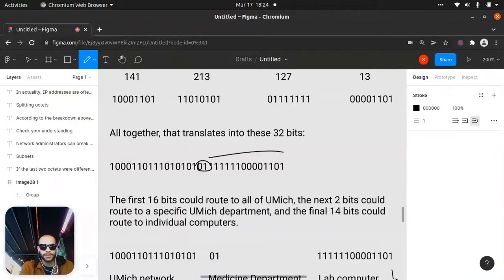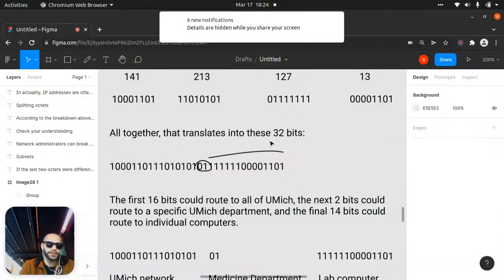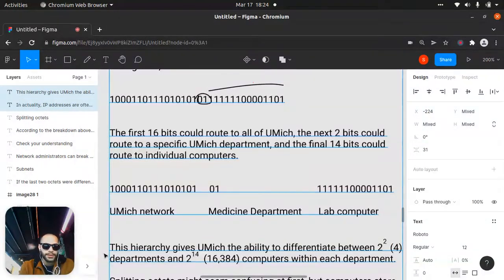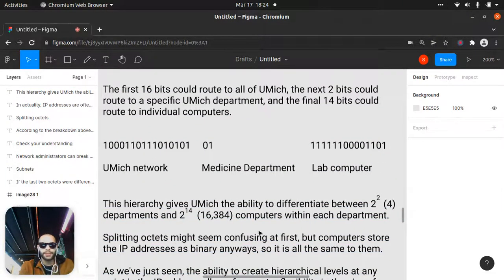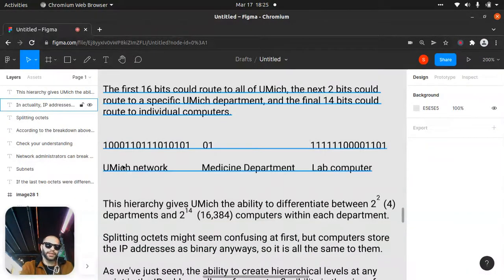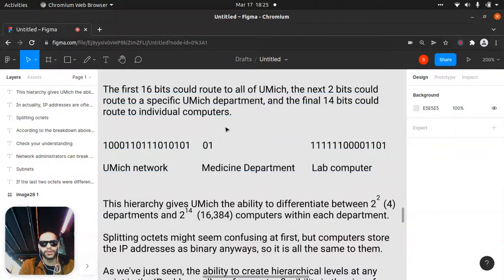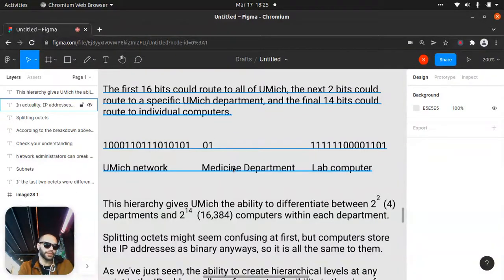Let's come down and look at what we have here. The hierarchy. Look here. We do the same thing: medicine department, lab computer, the same methodology as what we do in the decimal system. What is different here is just that we separated it a little bit differently, like not putting there something like 227.